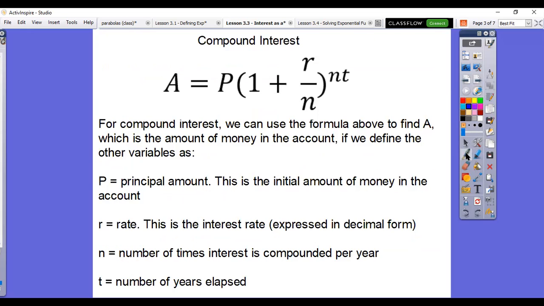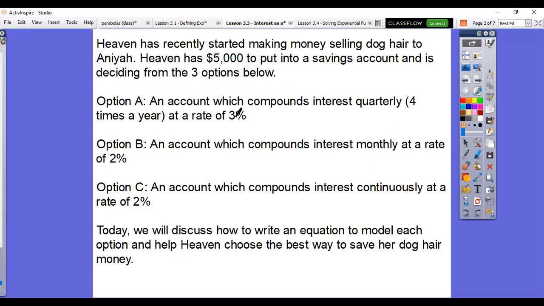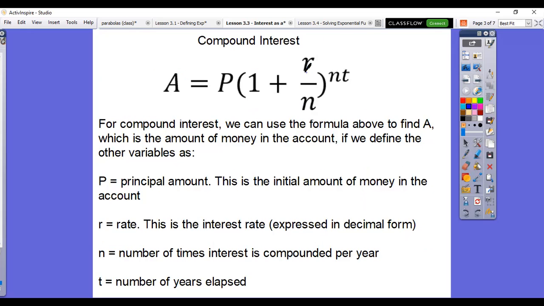All right, so in general, this is the formula for compound interest. A is the amount of money in the account. P is the principal amount. This is basically the initial deposit, how much money you put into the account initially. R is the rate that interest is being compounded at, and this is expressed in decimal form. So for example, for a rate of 3%, R would be 0.03. N is the number of times interest is compounded per year, and then T is the number of years elapsed.